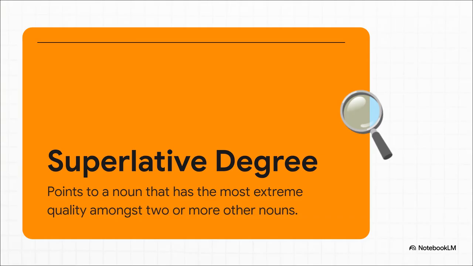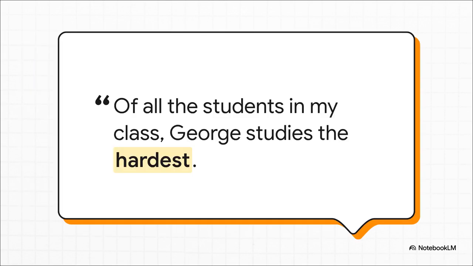Yeah, this is the top of the pyramid, the big one. The superlative adjective singles out one thing from a group of 3 or more and says it's the absolute most or the absolute least of something. It's the champion, the winner, the one that stands out from all the rest. Just look at the difference here. Remember before, George studied harder than Tom. That was just a group of 2. But now he studies the hardest of all the students in the class. That's a much, much bigger group. And George is right at the very top.